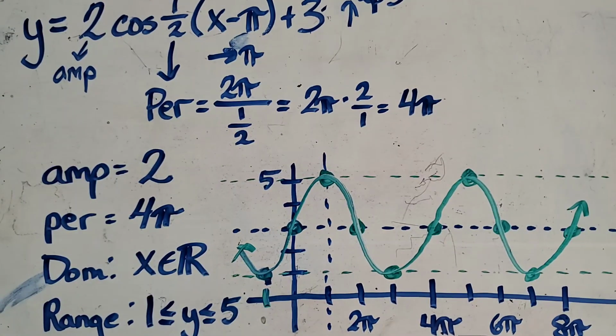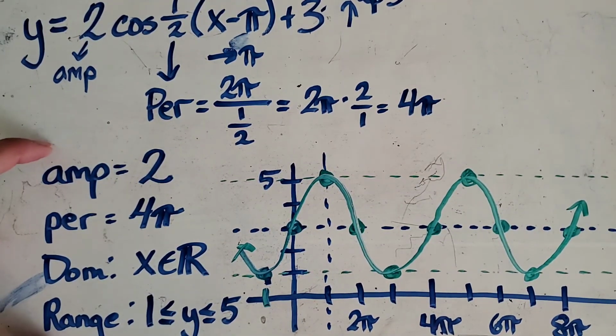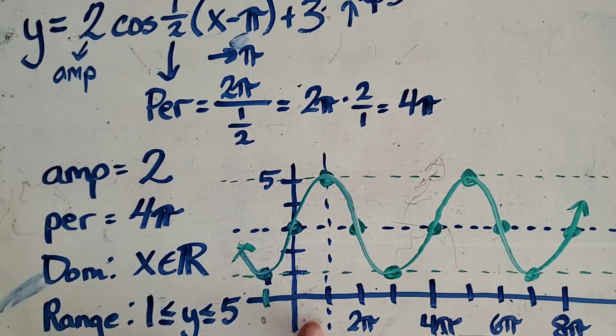I have 6 examples for you to try in the homework. So take them piece by piece. Make sure that you're writing down the amplitude, period, domain, and range, and that you're showing me those dotted lines on your graph, and label those axes carefully. I know you can do it.